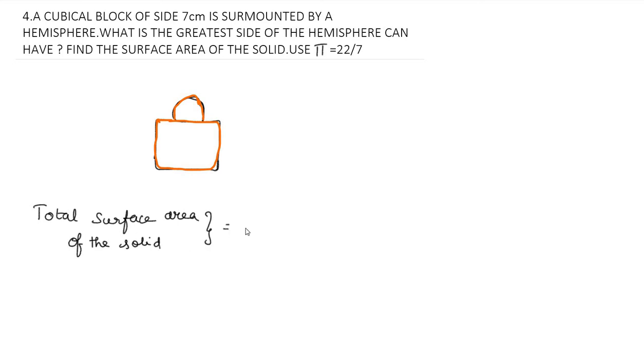TSA of the solid is equal to TSA of a cube minus the area of the circle, that is, the base of the hemisphere. The base of the hemisphere is like a circle, right? So we are subtracting the area of the circle, plus the CSA of the hemisphere.